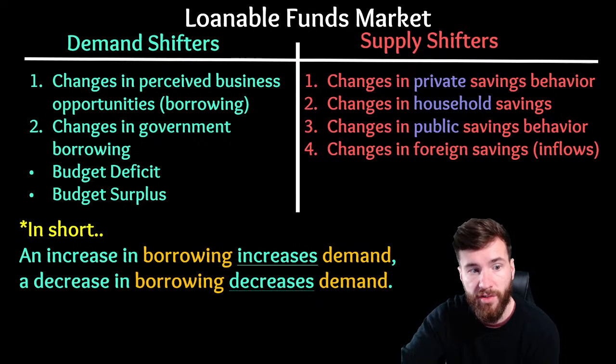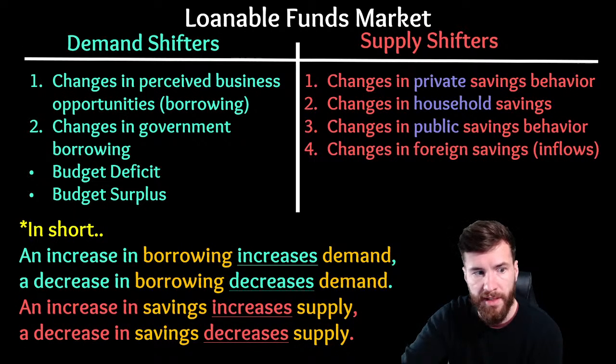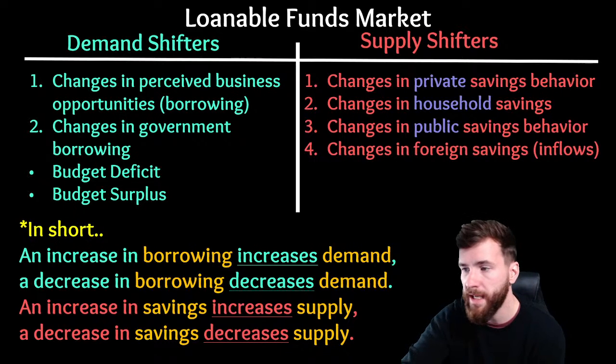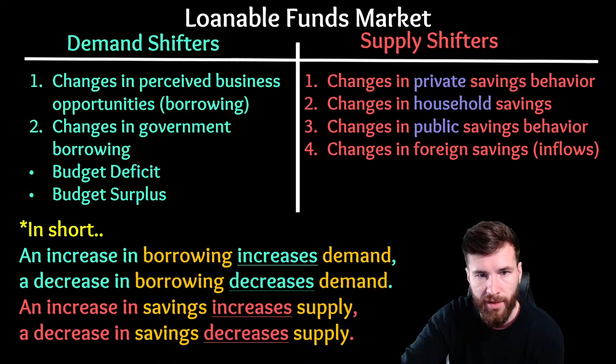If there's a decrease in the willingness or ability to borrow, that's going to decrease the demand for loanable funds. And then supply is all about savings. If there's an increase in savings, whoever's putting more money in the bank, banks are going to be able to give out more loans. If there's less savings, banks are not going to be able to give out as many loans as before.